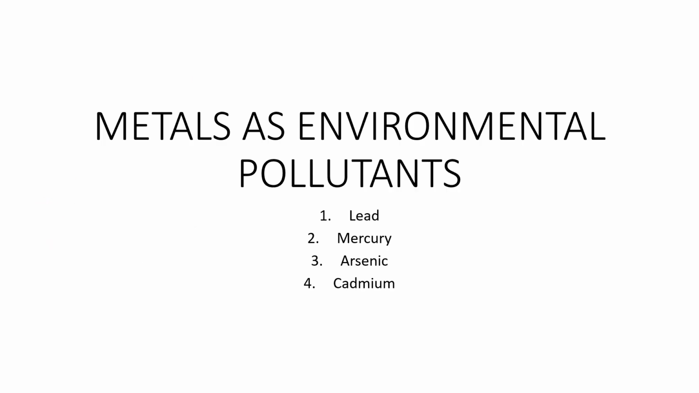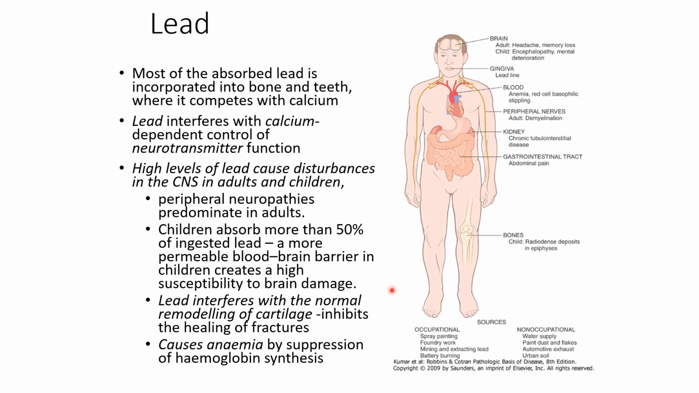Now we look at the metals that can be environmental pollutants, such as lead, mercury, arsenic, and cadmium. Lead can be found in spray painting, foundry work, mining, battery burning. It can also be found in water supply, paint dust and flakes, automotive exhaust, and urban soil. Most of the absorbed lead is incorporated into bone and teeth, where it competes with calcium.